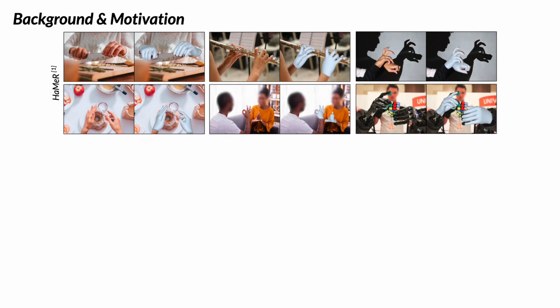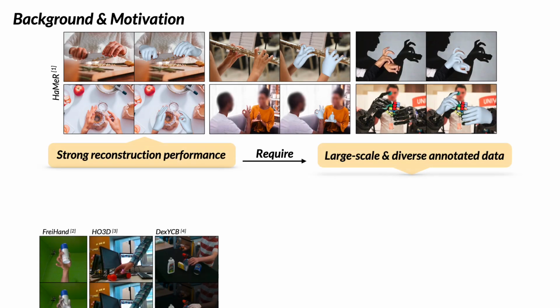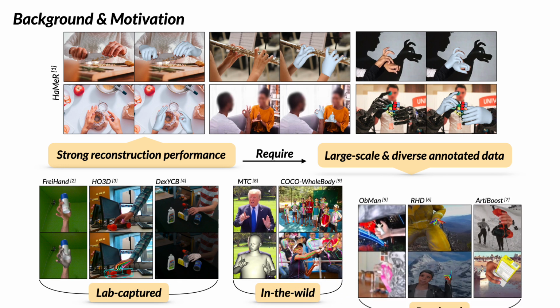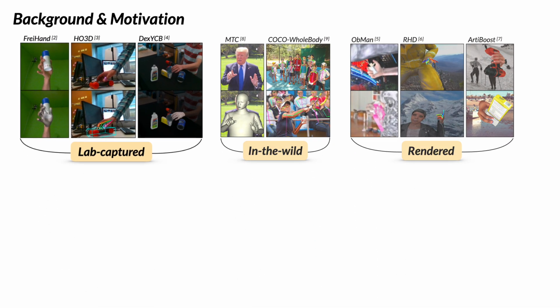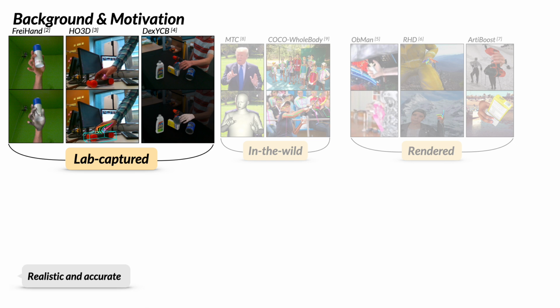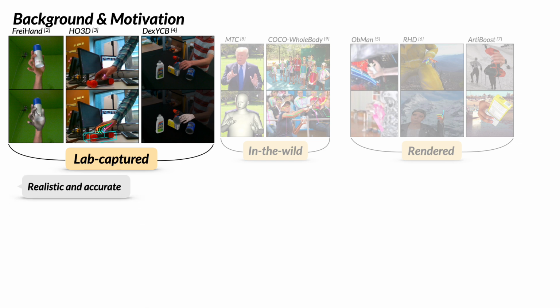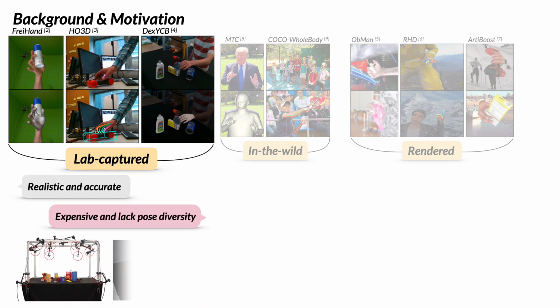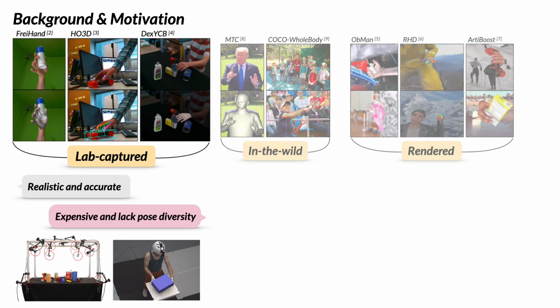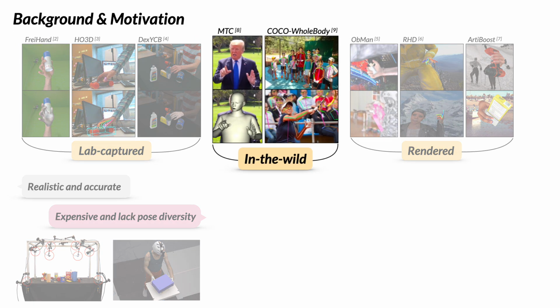Single-image 3D hand mesh reconstruction is very challenging. To achieve strong performance and good generalizability, large-scale and diverse datasets with accurate annotations are necessary. The lab-captured dataset has realistic appearances and accurate annotations. However, constructing the mocap system is expensive and it lacks grasping pose and background diversity. Though the in-the-wild dataset provides both diverse and realistic samples, its annotation quality is not guaranteed.